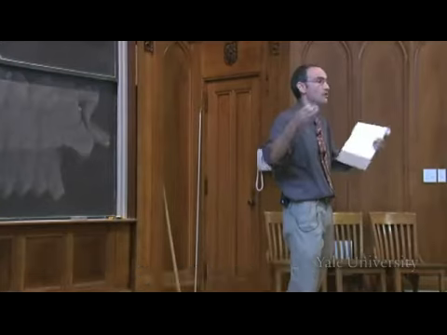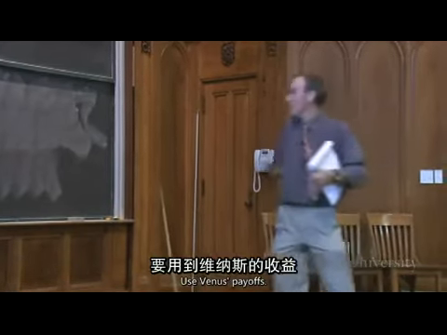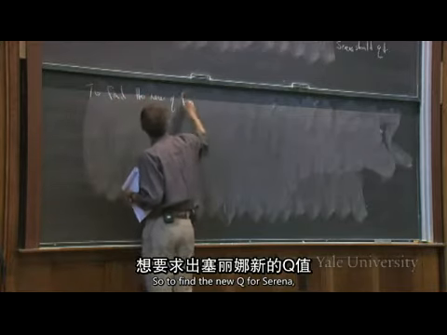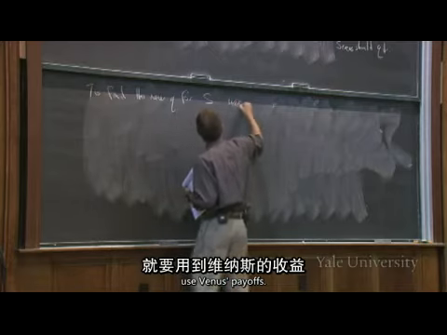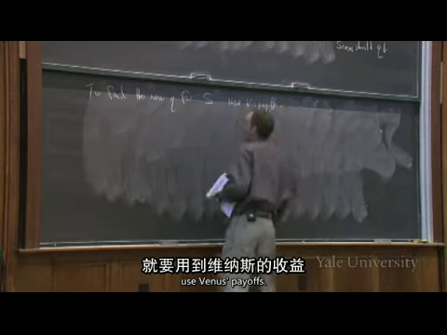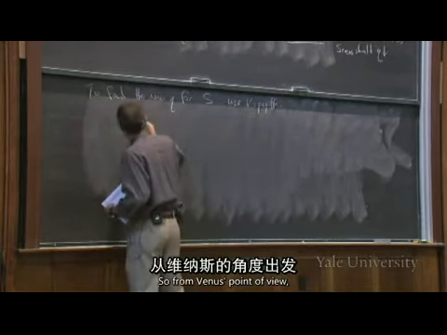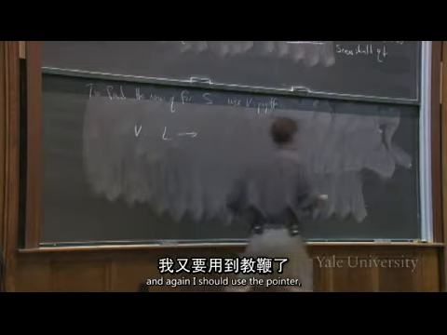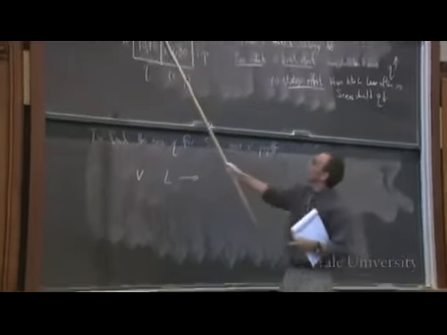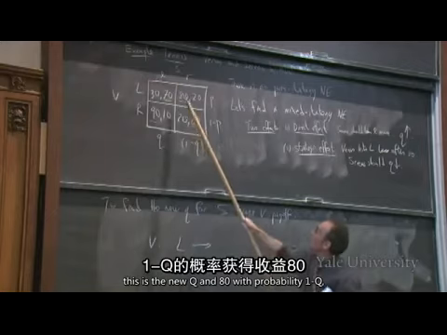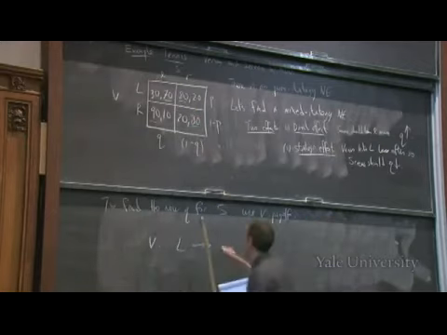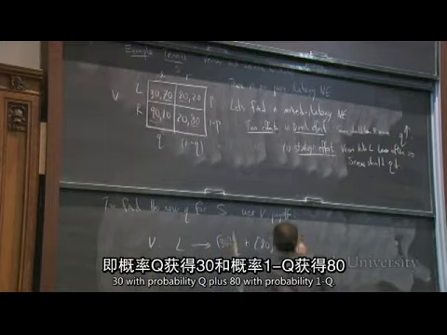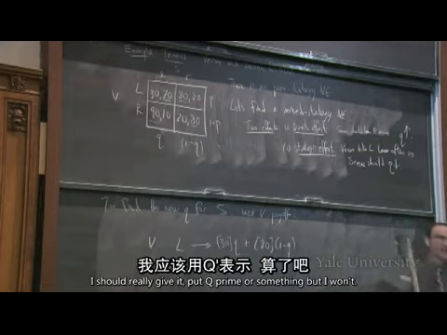What's the trick here? Shout it out. 1, 2, 3. Use Venus's payoffs. So to find the new Q for Serena, use Venus's payoffs. And let's do that. From Venus's point of view, if she chooses left, then her payoffs are now 30 with probability Q, this is the new Q, and 80 with probability 1 minus Q. Again, this is the new Q. I should really call it Q prime or something, but I won't.